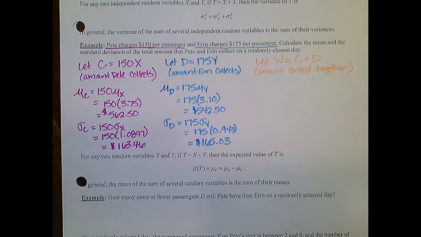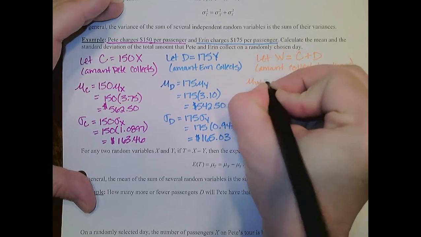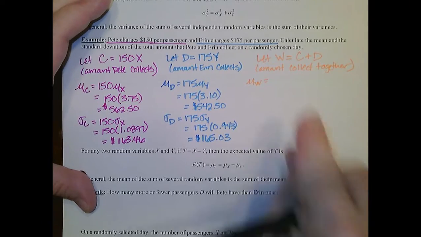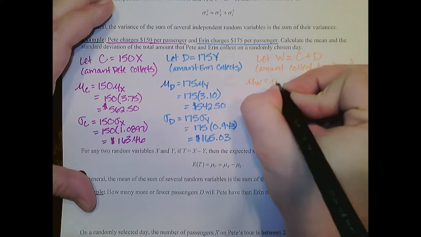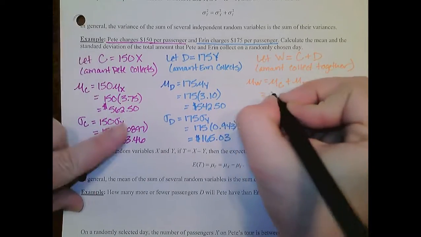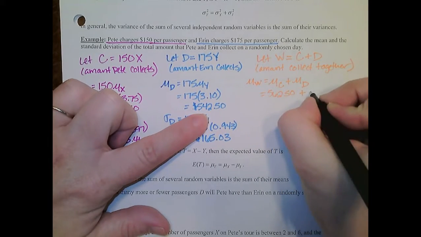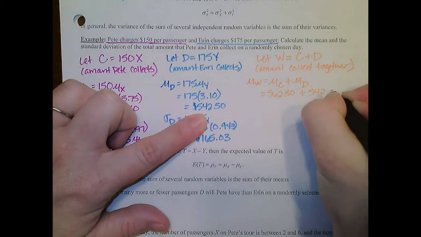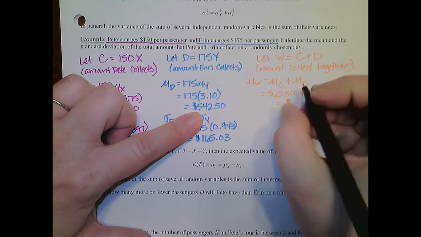So now we can use that information to find the mean and the standard deviation for W, which was the amount that they collected together, their total amounts. So when we're combining random variables by adding, the resulting mean of the sum is going to be the sum of their means. So that's going to be the mean of C plus the mean of D. Mean of C was 562.50 plus the mean for D was 542.50. Gives us a mean total amount collected of $1,105.